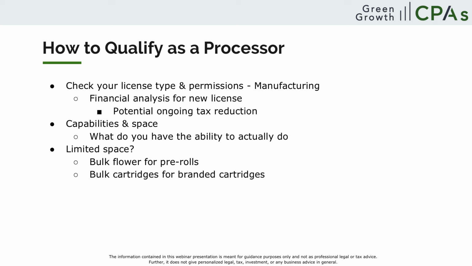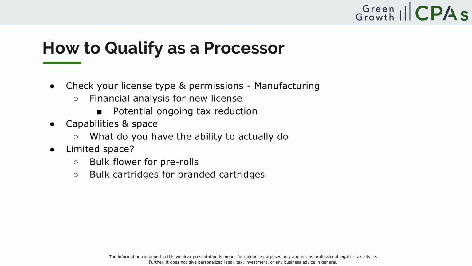Now, if you are at the point where yes, you can do manufacturing, the second thing you need to look at is your capabilities and your space. So are you able to do heavy or light manufacturing? And if so, you could explore that route and that type of investment. But if you have limited space, like at a dispensary, then you have two potential options for your business.